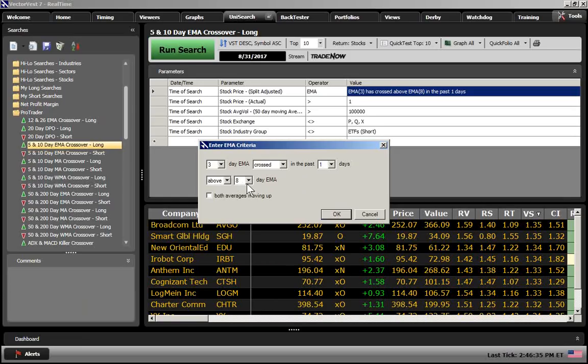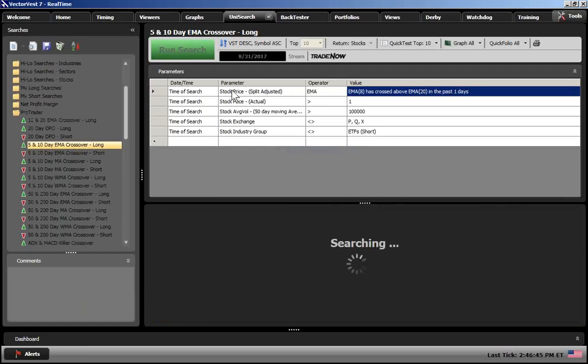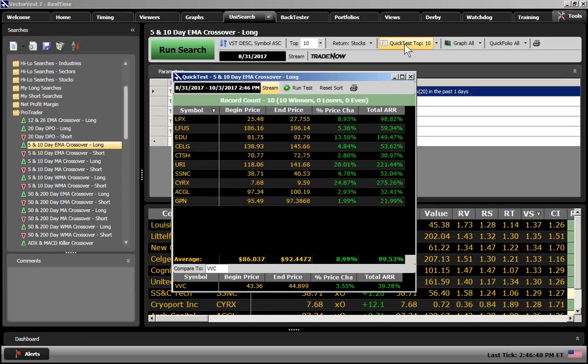Can you try the 8 and the 20? Yes, I can try an 8 and a 20 real quick. Go at 8 crossing above the 20 in the last one day. Let's run this search. Do a quick test of the top 10. Woo! 8.99. And this is still exponential, folks. We do love the exponential moving average. You are changing the system by hand. It doesn't make the choice by itself.